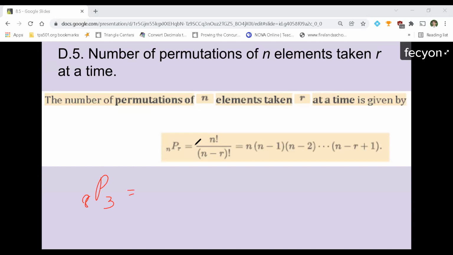Yes, which would be 8 factorial over 8 minus 3 factorial, or in other words, 8 factorial over 5 factorial.